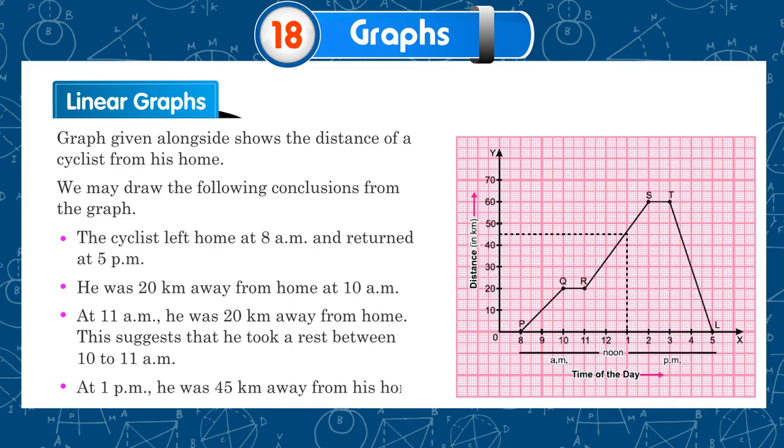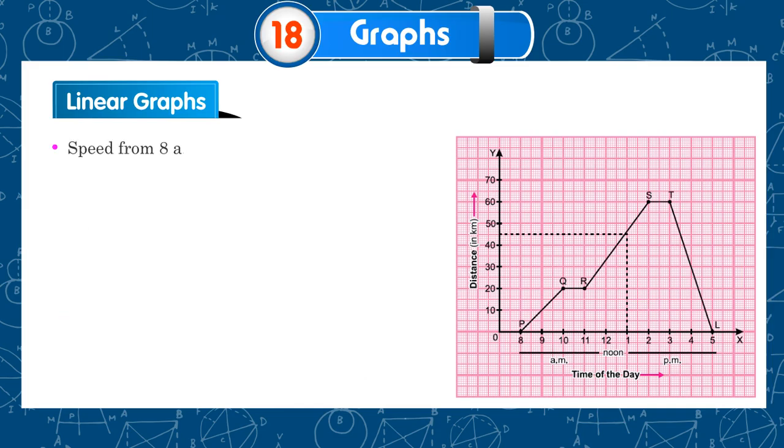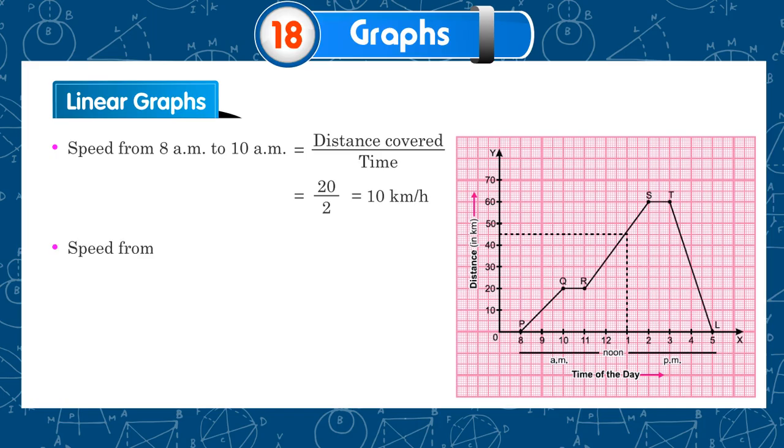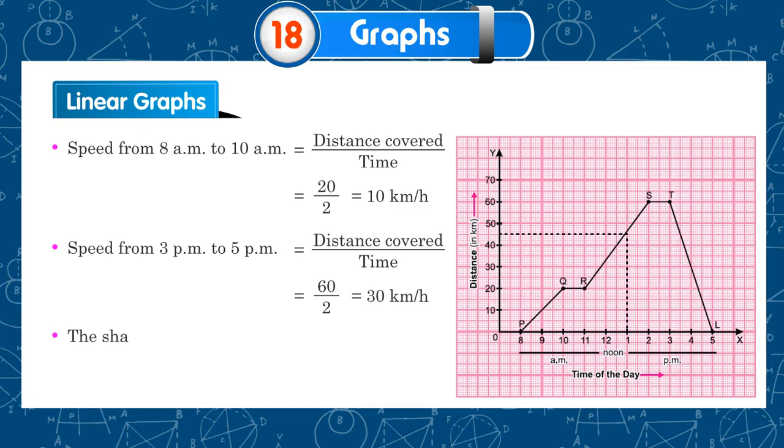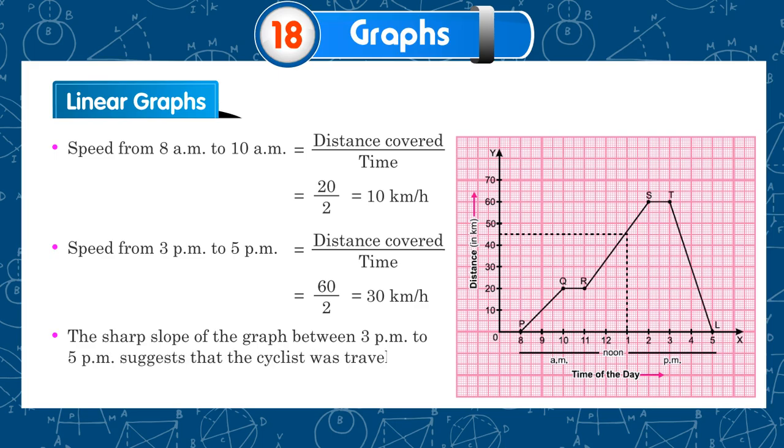Speed from 8 a.m. to 10 a.m. equals distance covered upon time, equal to 20 upon 2, equal to 10 km per hour. Speed from 3 p.m. to 5 p.m. equals distance covered upon time, equal to 60 upon 2, equal to 30 km per hour. The sharp slope of the graph between 3 p.m. to 5 p.m. suggests that the cyclist was traveling fastest between 3 p.m. to 5 p.m.